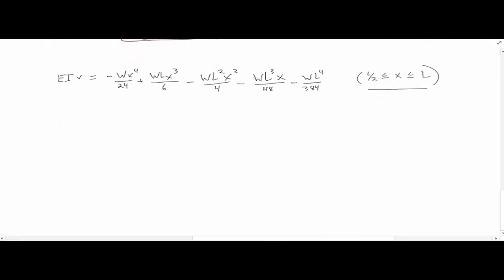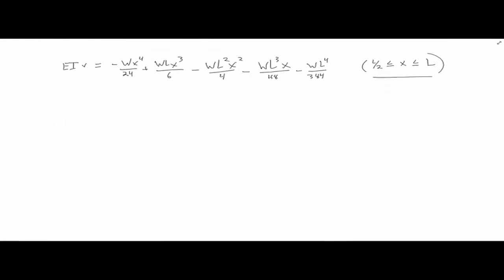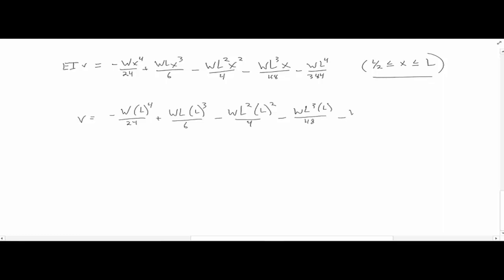So then what we can do is just plug in. We should plug L in for anywhere you see an x in this equation, and you should get your deflection at C. So nu equals, and I'm not going to go through the algebra, but if you just plug L in anywhere you see it, it should be negative W multiplied to L to the fourth over 24 plus WL multiplied to L cubed over 6 minus WL squared multiplied to L squared over 4 minus WL cubed multiplied to L divided by 48 minus WL to the fourth over 384.